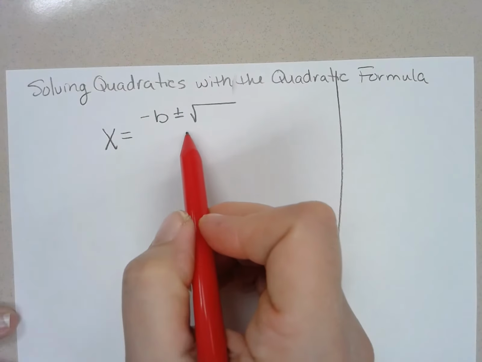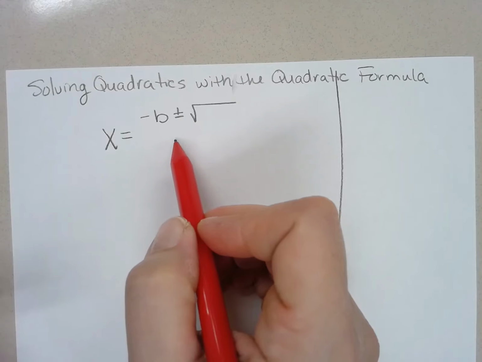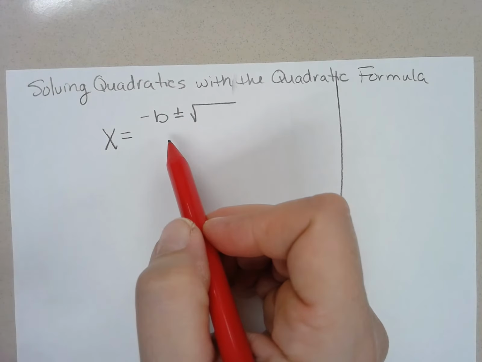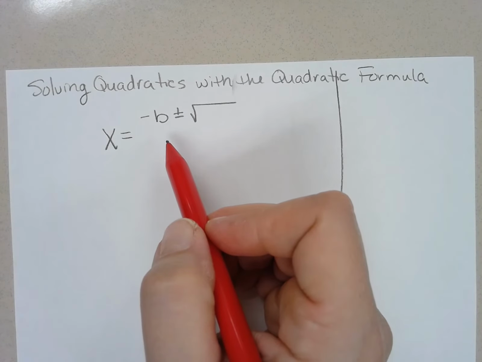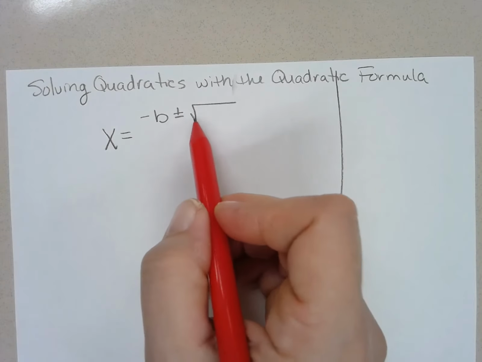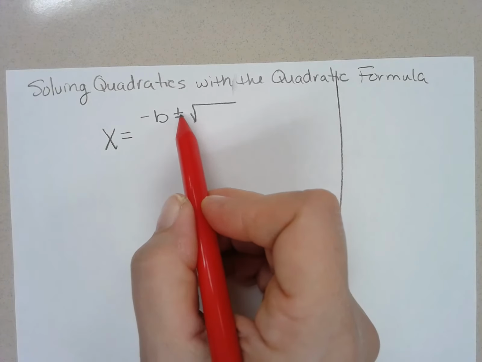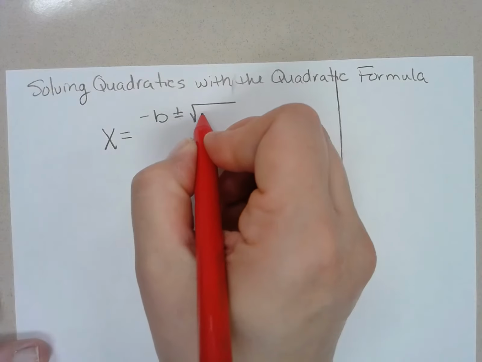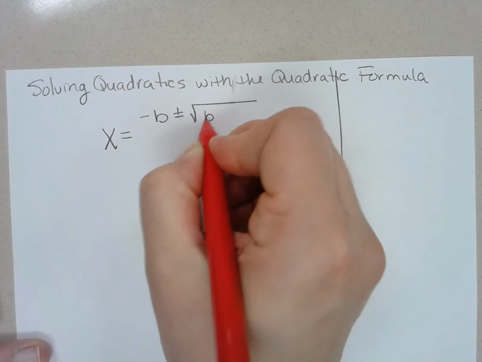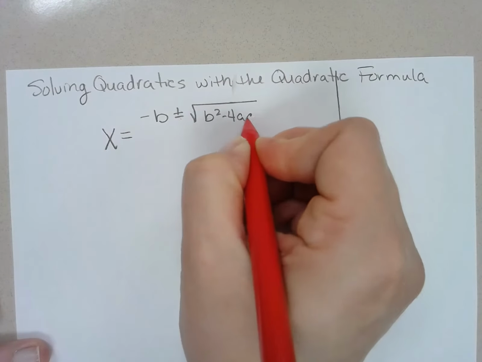And remember, we're dealing with a square root, we're dealing with quadratics, so we have at maximum a possibility of two answers. When we solved by completing the square and we took the square root of something, we had to have a positive version and a negative version. And then inside the radical, we've got b squared minus 4ac.